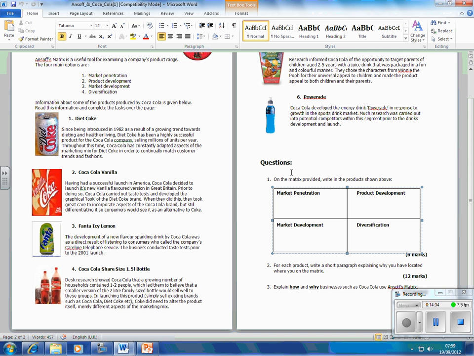What definition, what rationale, what justification do you have, for example, for putting Coca-Cola Vanilla in product development? And you will find that some of them have definite answers, some of them really, really don't. It's down to you to argue a case.